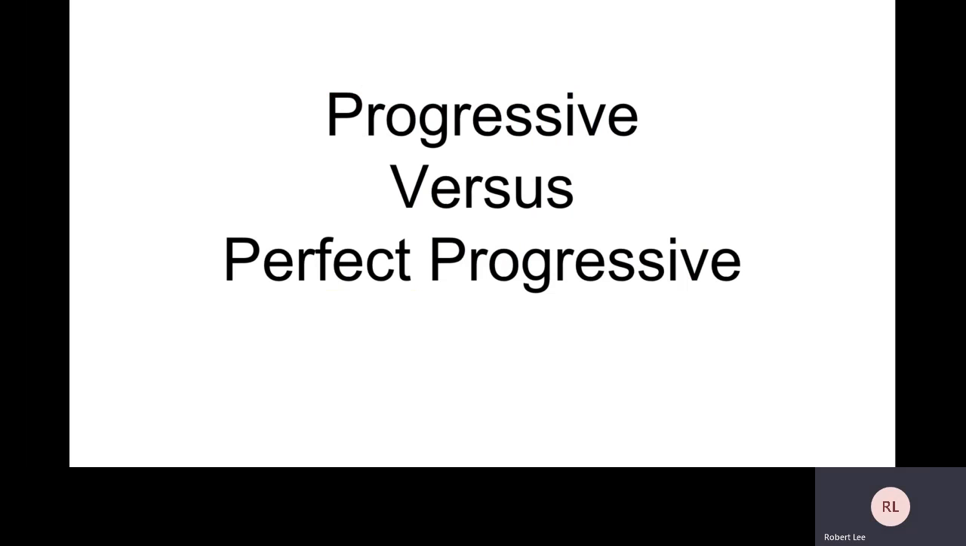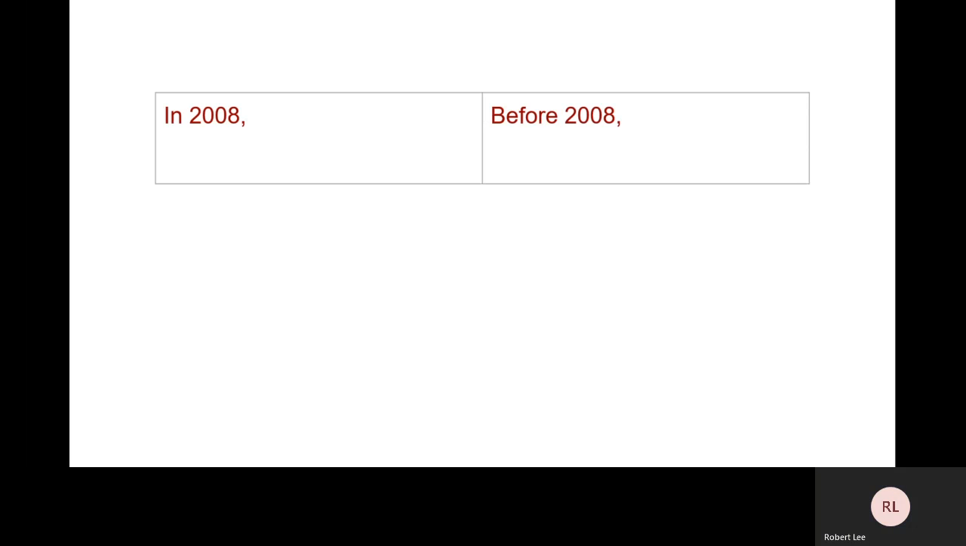So last time we talked about the perfect progressive tense. Now let's talk about how that is different from the progressive tense. So here I have 2 examples. In the left, there is in 2008. On the right, there is before 2008. Think about what those 2 things mean and how they're different. Which one would use the progressive tense, and which one would use the perfect progressive tense?